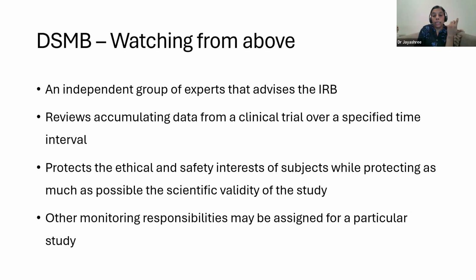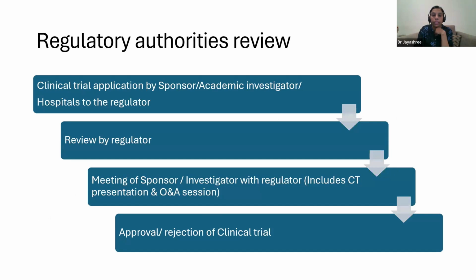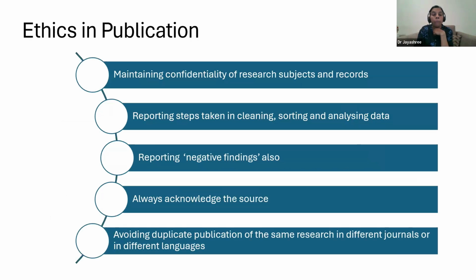So it is the responsibility of the DSMB to give its report to the IRB, and then together they take a call about what has to be done for a particular adverse event. So the regulatory authorities' review has to go through a particular algorithmic process. And finally, there would be approval or rejection of the clinical trial at the first phase, or a decision on whether a particular event is related to the trial or otherwise.